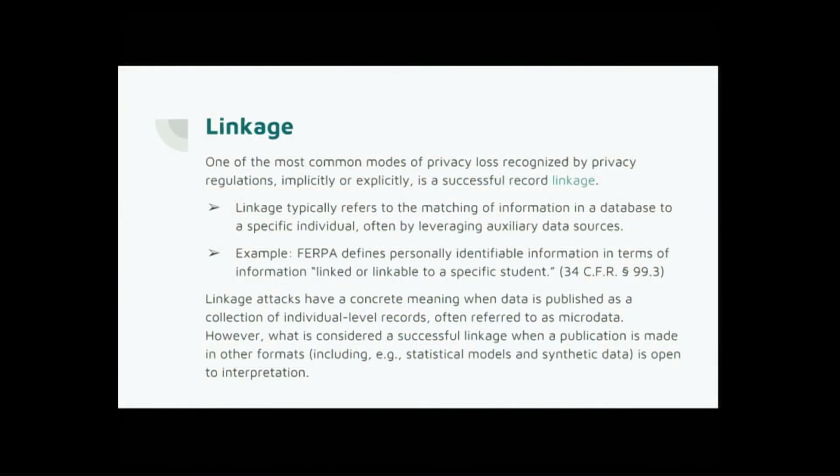The next term is linkage. One of the most common modes of privacy loss recognized by privacy regulations implicitly or explicitly is a successful record linkage. This term typically refers to the matching of information in a database to a specific individual, often by leveraging auxiliary sources of information. An example is FERPA, which defines PII in terms of information linked or linkable to a specific student.